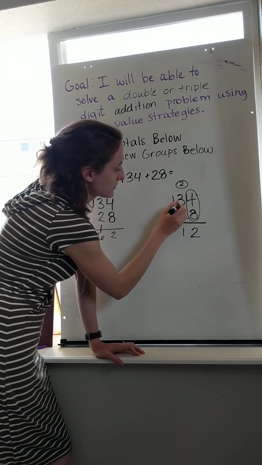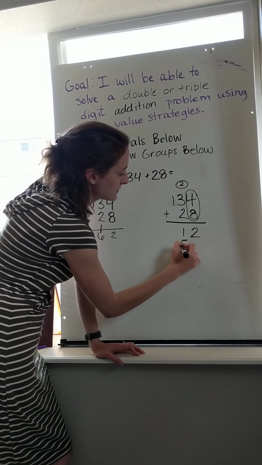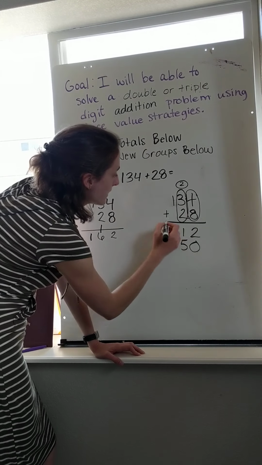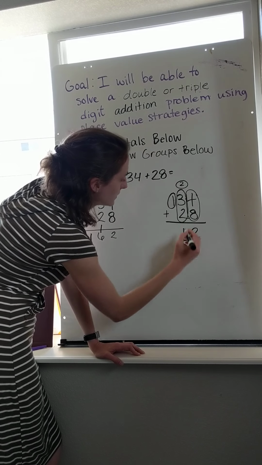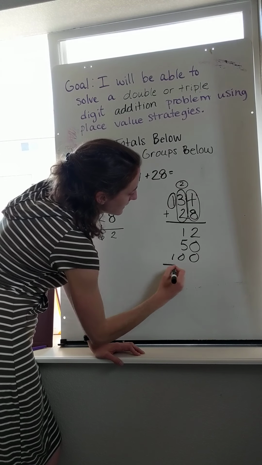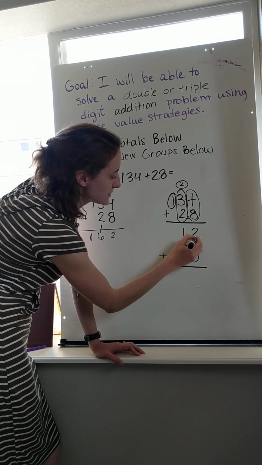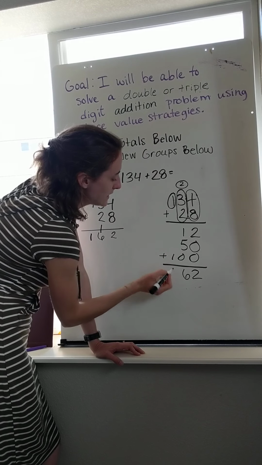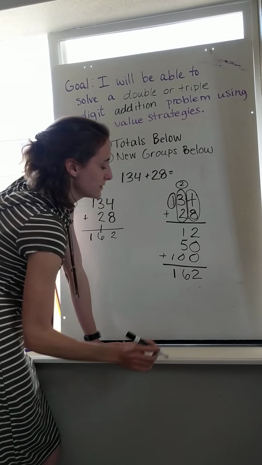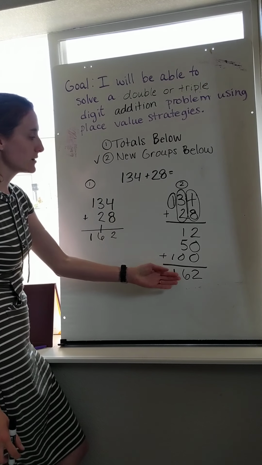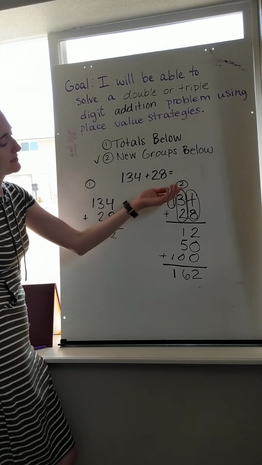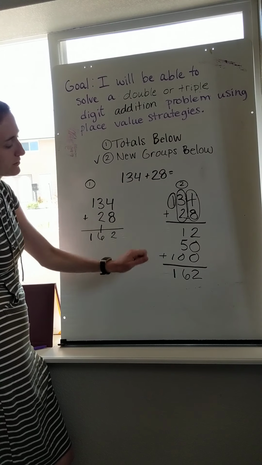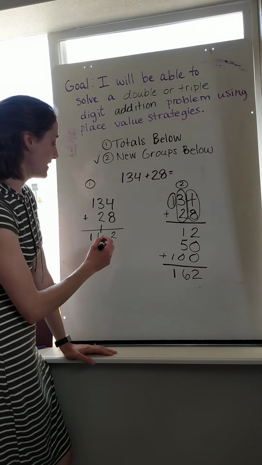Now I'm going to put my tens together. 3 tens plus 2 tens makes 5 tens, which is 50. So I just added up my tens together. Then I know this is just worth 100. So I'm going to put that down here as well. And then I just add them all up. Okay, this is 2 plus 0 plus 0. That makes 2 ones. 5 plus 1 is 6 tens. 100. 162. So totals below is this way, where you take the total of your ones place, the total of your tens place, and the total of your hundreds place, and put them all together.